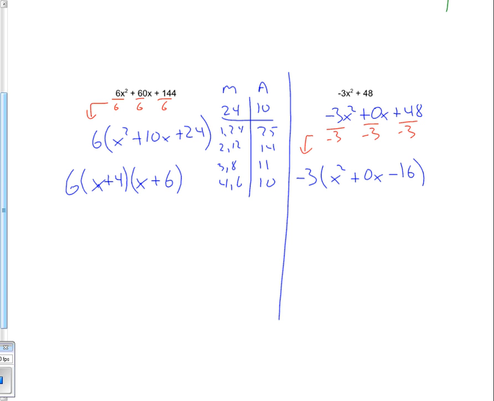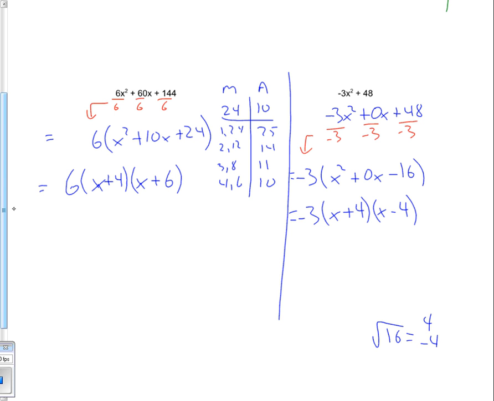Okay. Now, because our b value is equal to 0, we know that we can take the square root of the c value, and that'll be our factors. So the square root of that is going to be 4 and negative 4. So we end up having, I should put an equal sign in. We end up having x plus 4 and x minus 4.